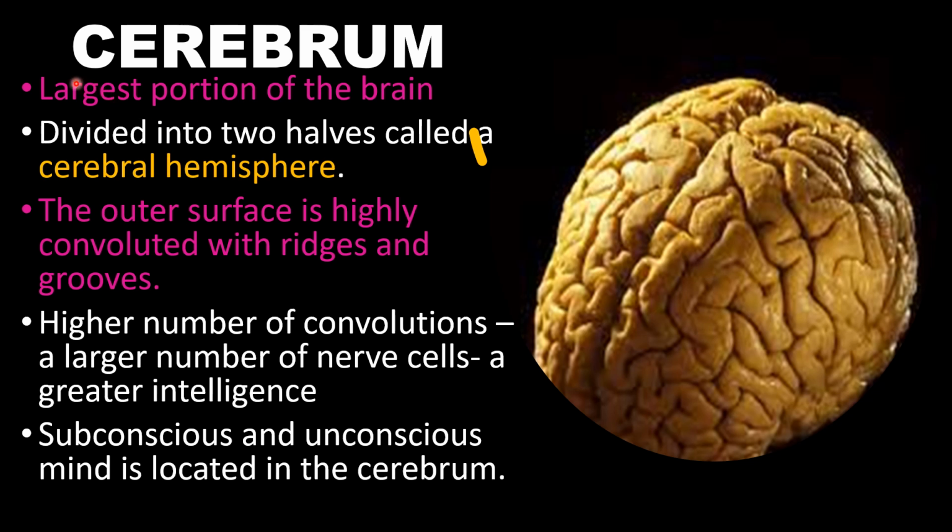The first part is the cerebrum. What is the cerebrum? The cerebrum is the largest portion of the brain. It is divided into two halves called cerebral hemispheres. The outer surface is highly convoluted with ridges and grooves.